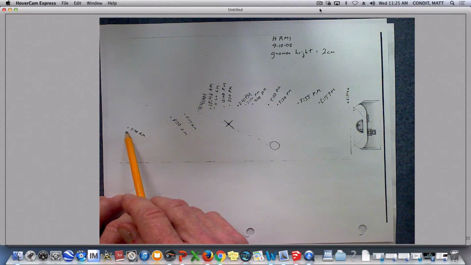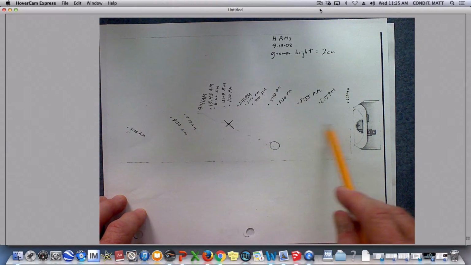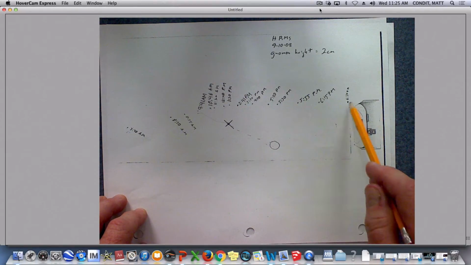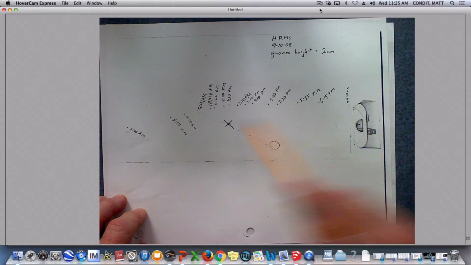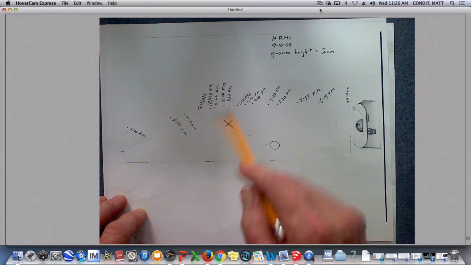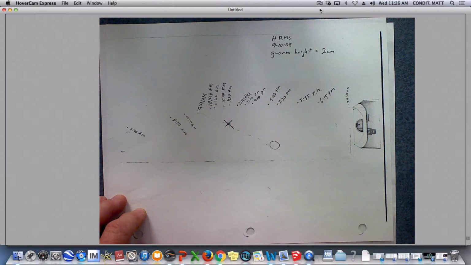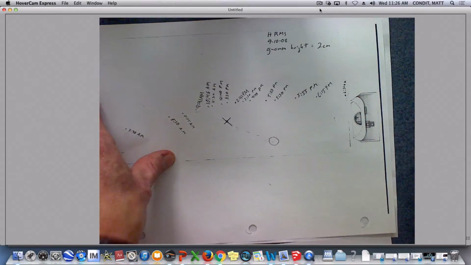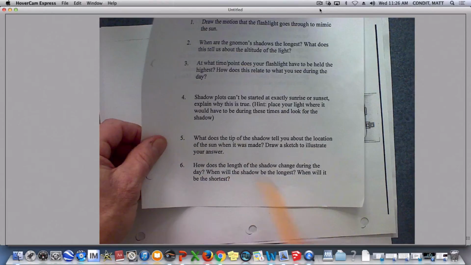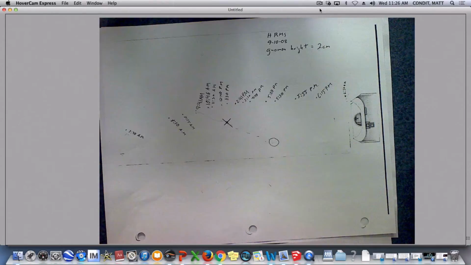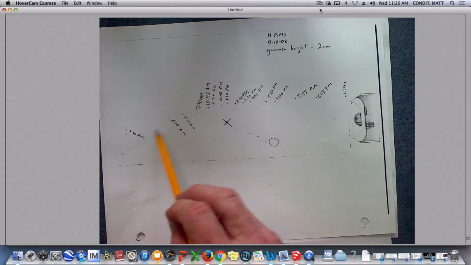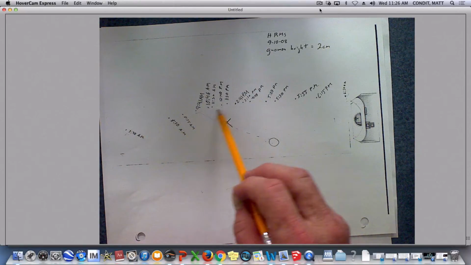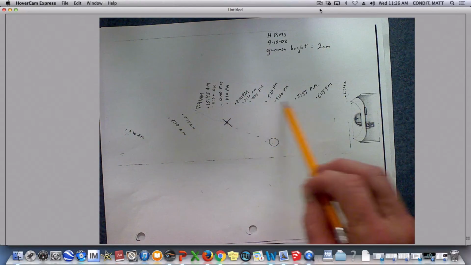In the morning right here, the shadow went from there to there. The sun would have been over here. In the evening, the shadow went from here to here. The sun would be over there. And in the middle of the day, the sun would be down here. But it's moving around the sky all day, or at least it appears to be moving around the sky all day. Okay? And then, how does the length of the shadow change during the day? Well, we've already said that. It goes from long to shorter to shorter to shorter. It hits a shortest point, and then it starts getting longer again.